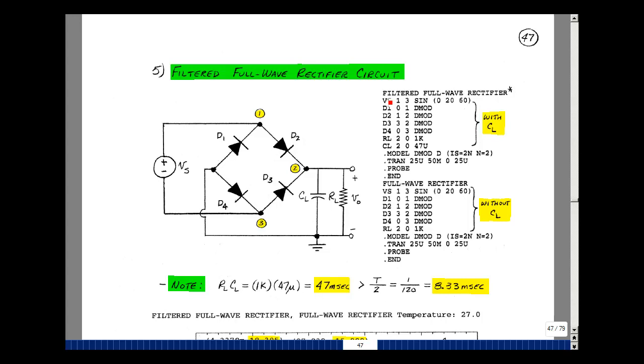This lesson deals with a filtered full-wave rectifier circuit. You can find these notes in the ECE302 ebook in Chapter 2, starting on page 47.